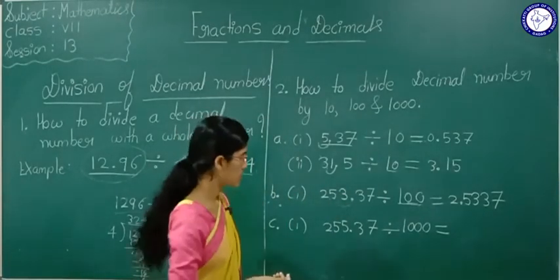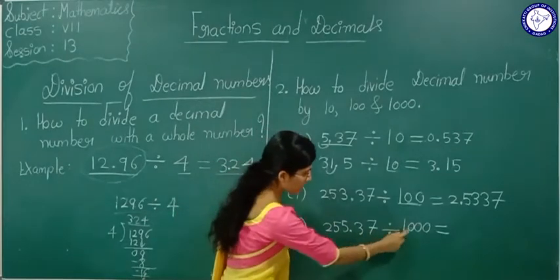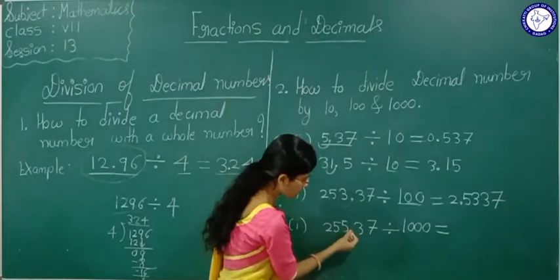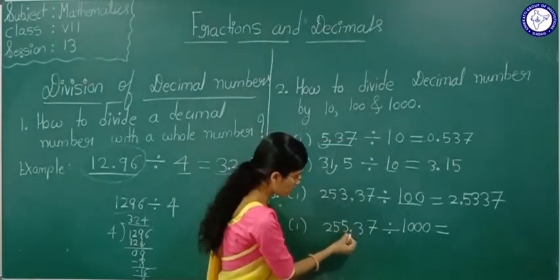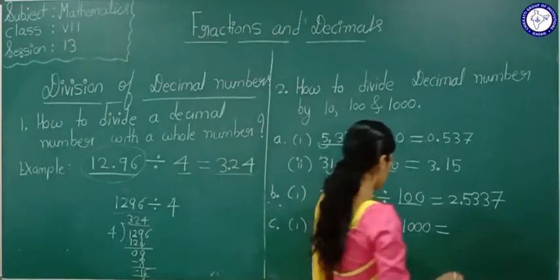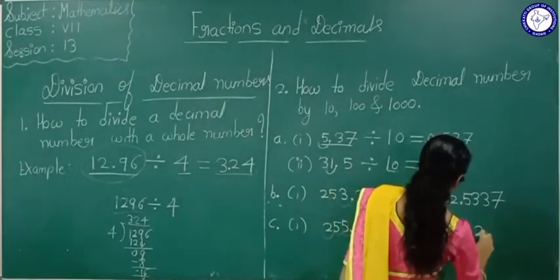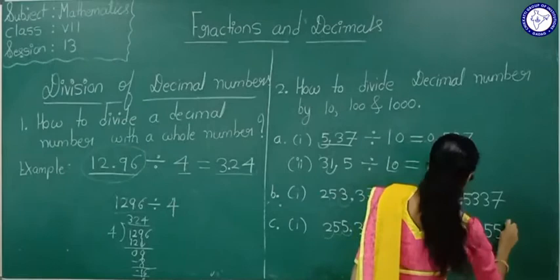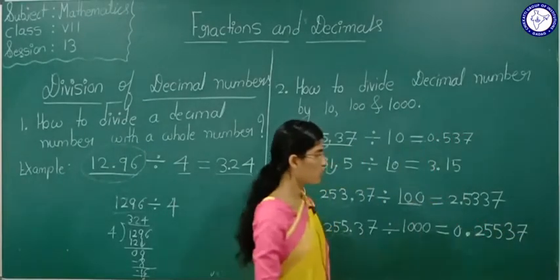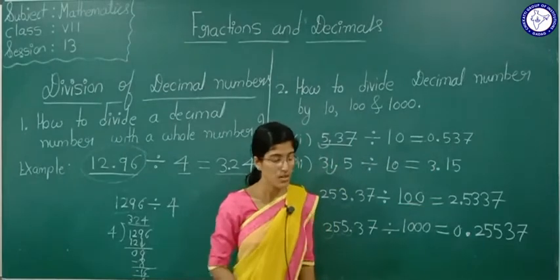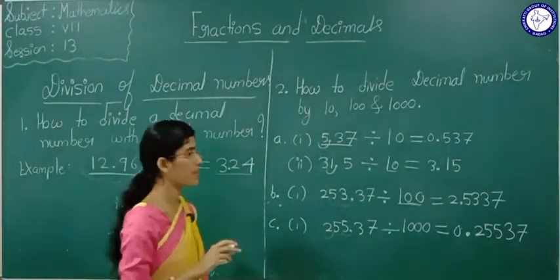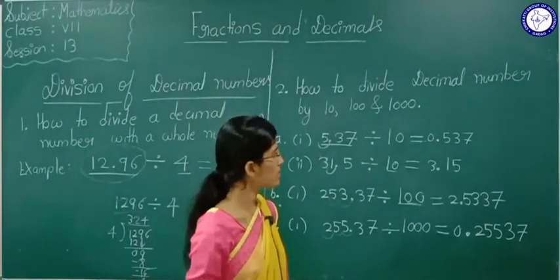Yes or no? Now see here divided by 1000 is there means shift this decimal point to the left by 3 places. 1 2 3. What it will become? 0.25537. So this is the way how we are going to divide decimal number by 10, 100 and 1000.